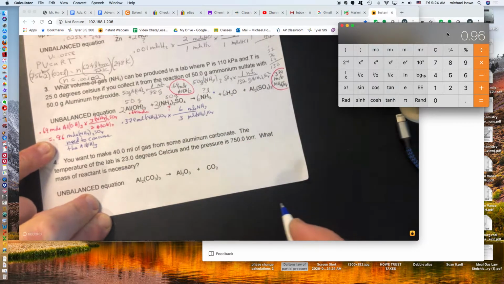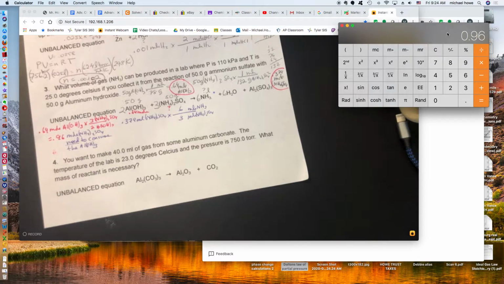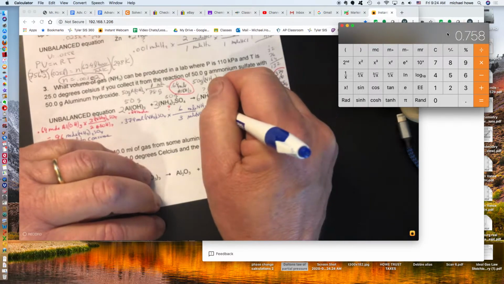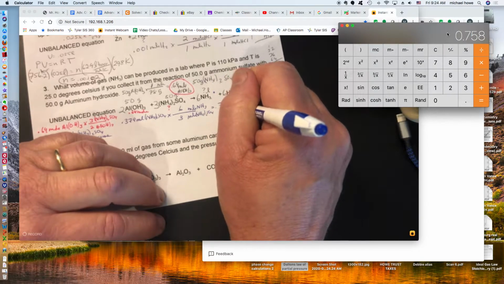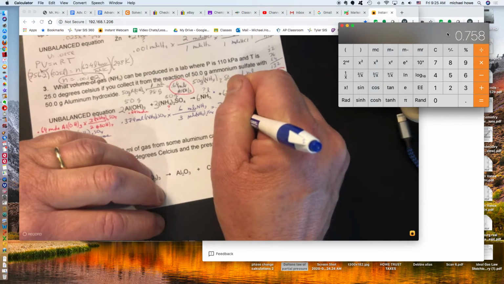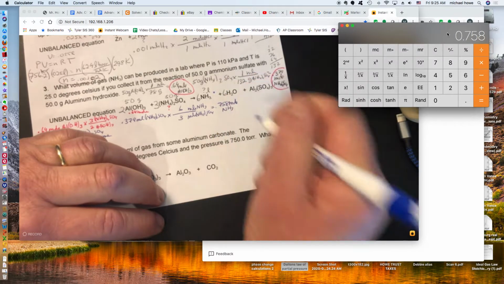So 0.379 times 6 over 3 is basically 0.379 times 2. 6 over 3 is 2. 0.758. So you have 0.758 moles of NH3.